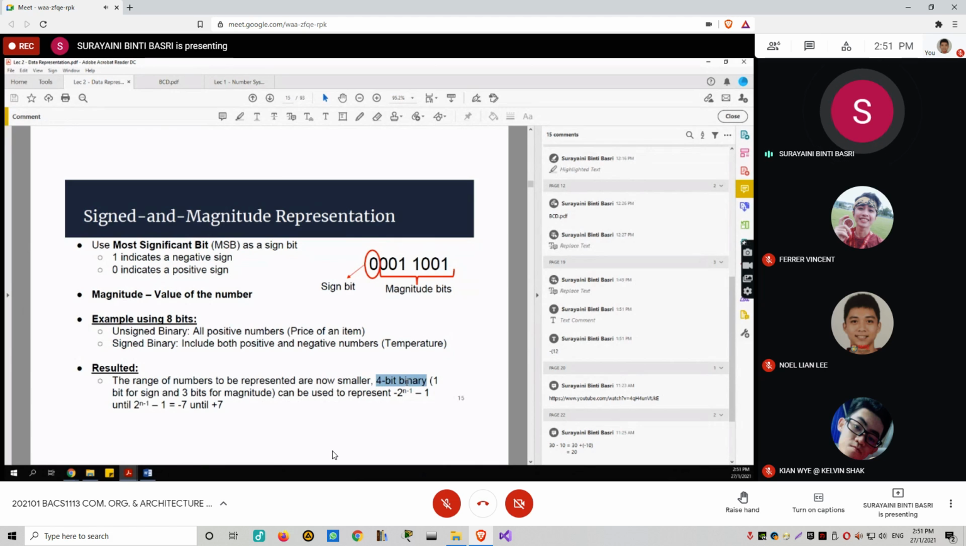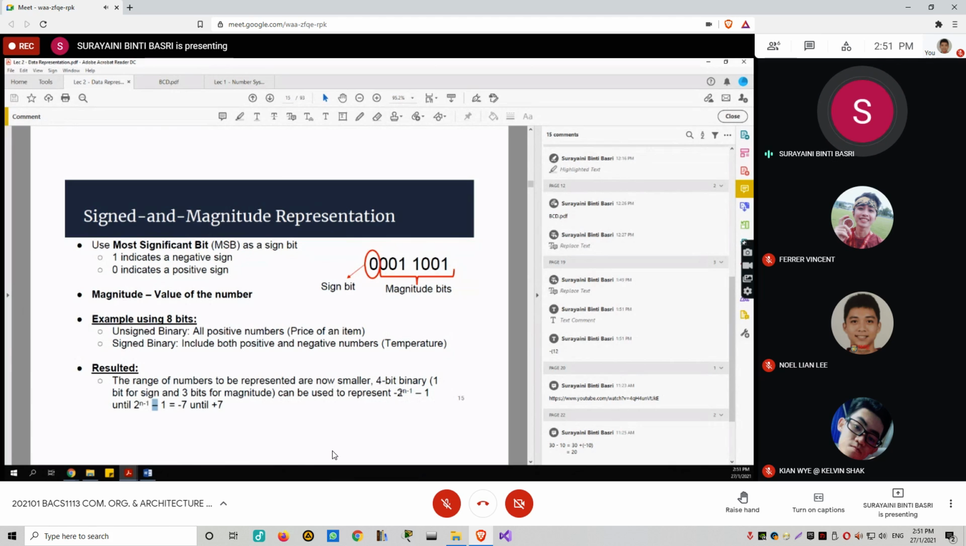If previously it is 4-bit binary, then 1 bit is used for the sign, and 3 bits for the magnitude. So the 3 bits are the magnitude, and this is for the sign. So it can be used to represent this formula, meaning 2 to the power of n minus 1, minus 1, until 2 to the power of n minus 1. This is the range of the number that can be reached.